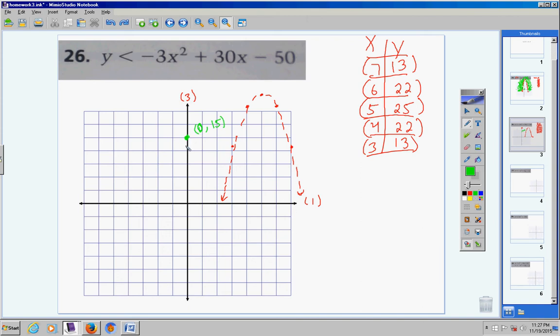Actually, I might change it to something a little easier, to be honest with you. I think I'm going to use a point that has smaller numbers, like this right here. I know for sure this is on the inside, and that's 5, comma 0. That's smaller numbers, so I'm going to use this ordered pair here. 5, comma 0. Where the y is, I put a 0, and where the x is, I put a 5.